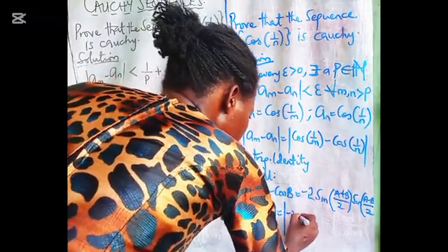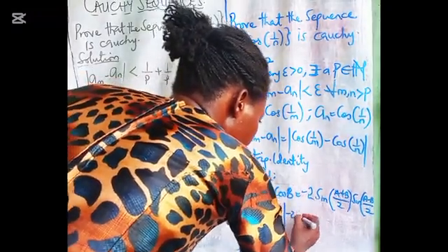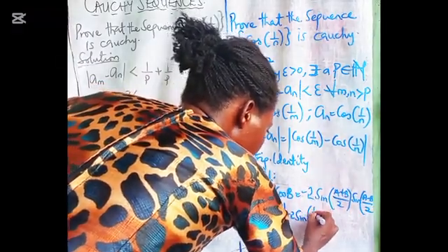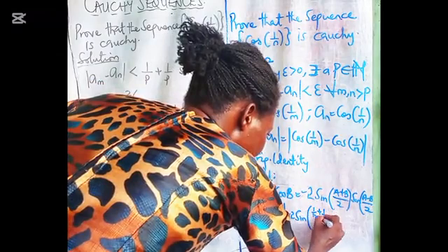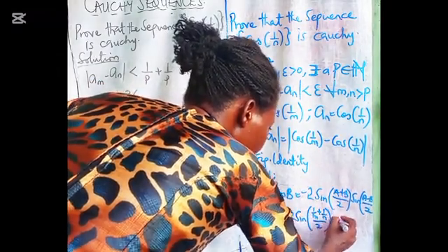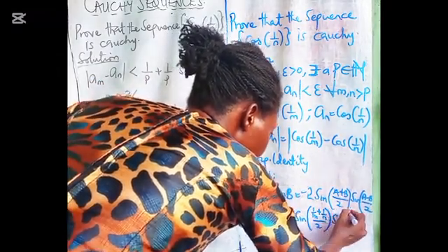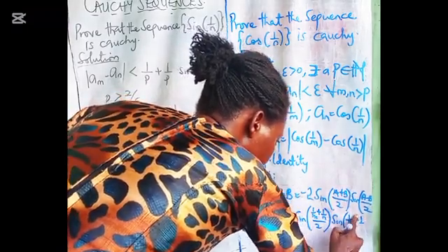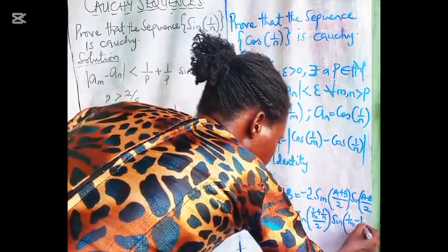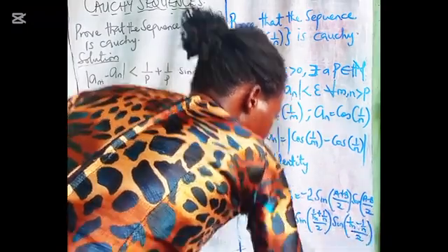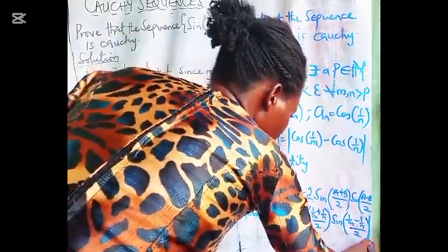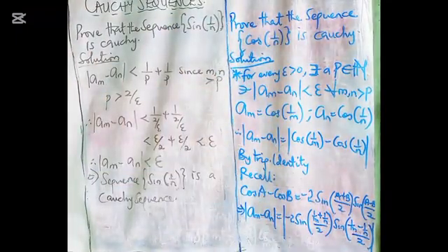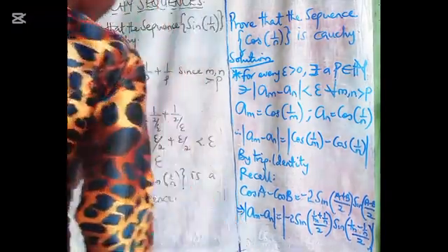of minus 2 sine (1 over m plus 1 over n) over 2 into sine (1 over m minus 1 over n) over 2, using that trig identity. And so what do we do from there?